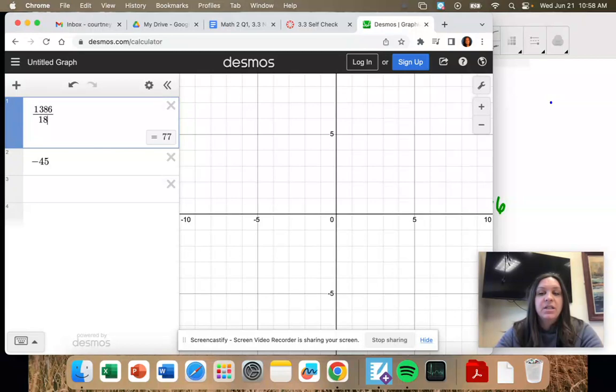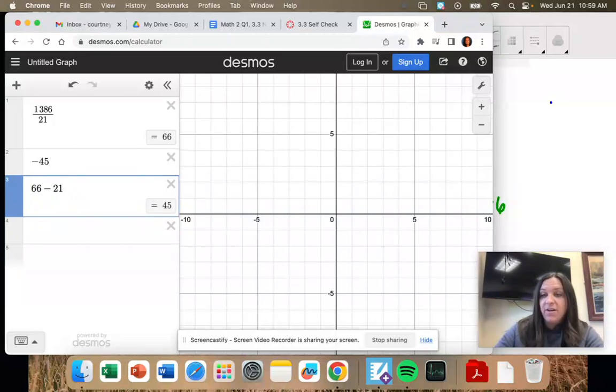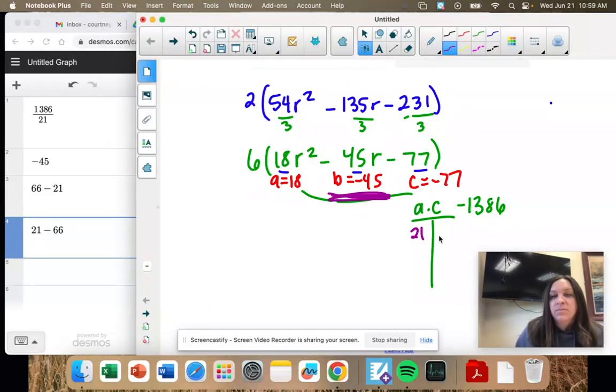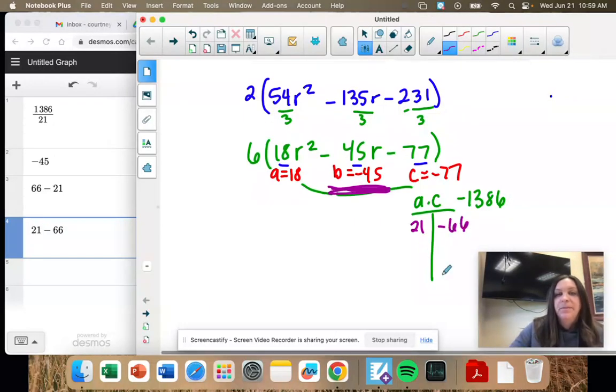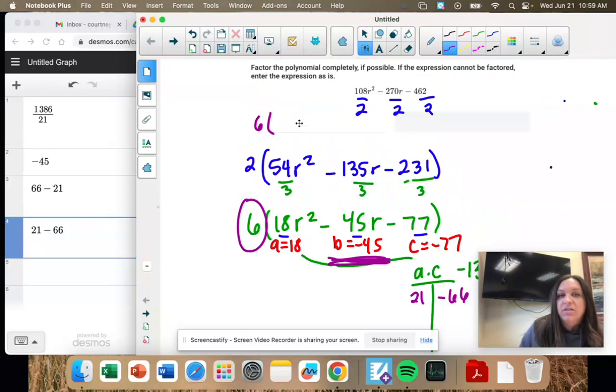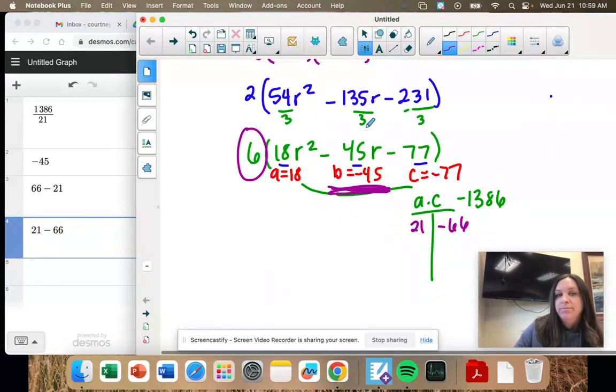So 77 and 18 gets us in the 60s. We're almost there. 66 minus 21, 45, but we want negative. So we want 21 minus 66. Awesome. Okay, so I'm gonna leave the 6 out, but it has to go in our final answer in factored form. But I'm just not going to keep writing it over and over.